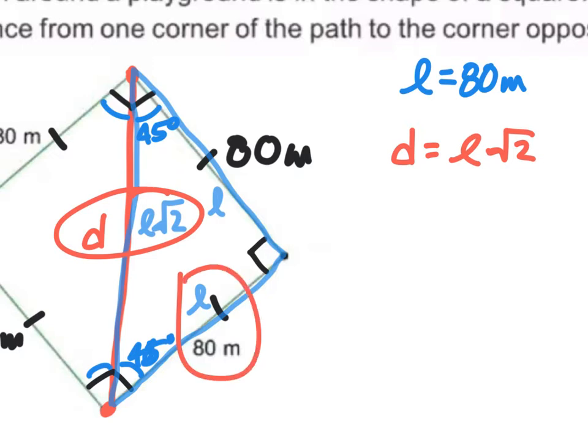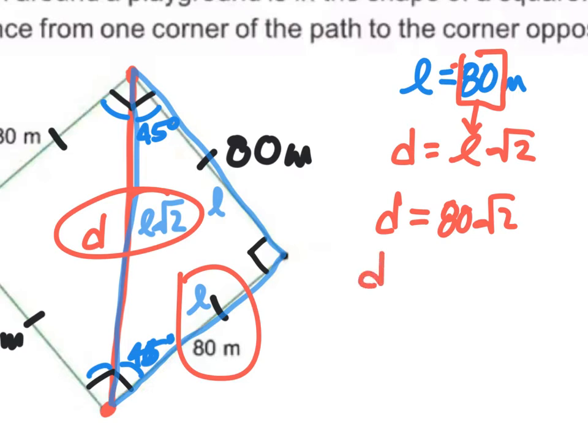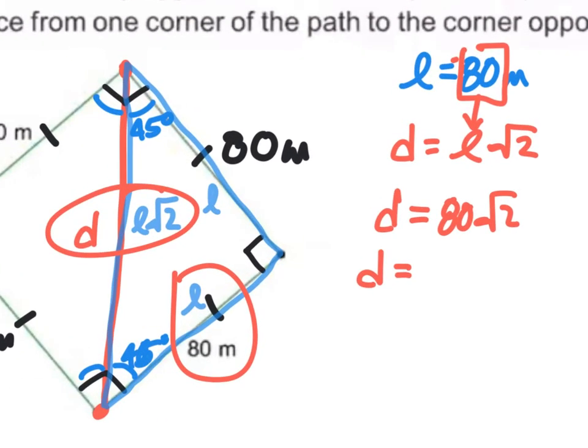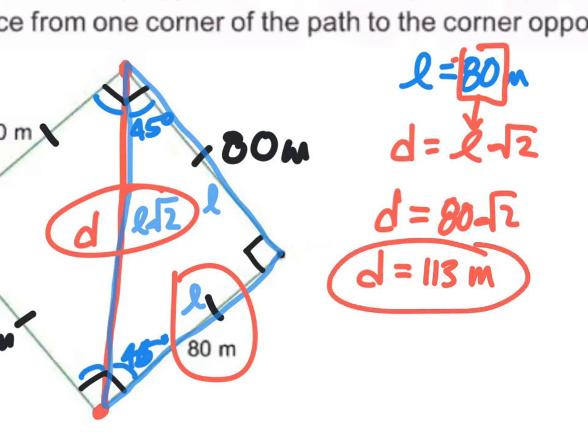Okay, if I know that L is 80 meters, then I can take that value of 80 and plug it in for L. Okay, so I get that D, my diagonal, is equal to 80 meters times the square root of 2. Now let's plug that into the calculator and get a number for that. And that's going to give us my distance, and we're going to round to the nearest meter. So I've got that my distance is 113 meters, okay, and that's approximately because we're rounding to the nearest meter.